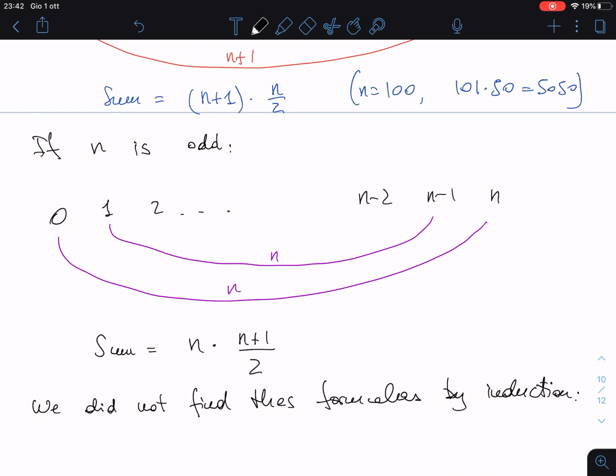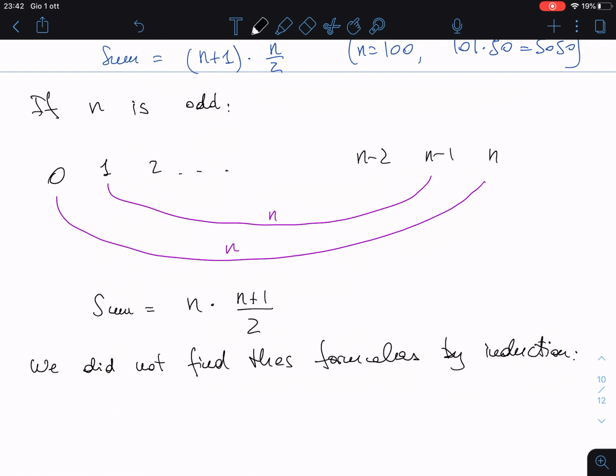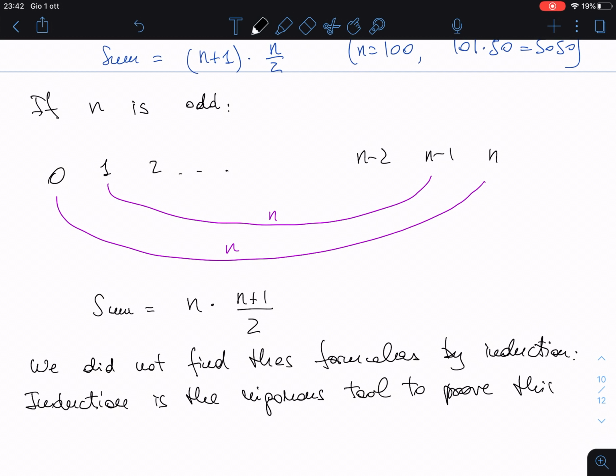But once you find them, you can use induction to prove them. It is the rigorous tool to prove this formula. But I stop here, and it will be the next step.